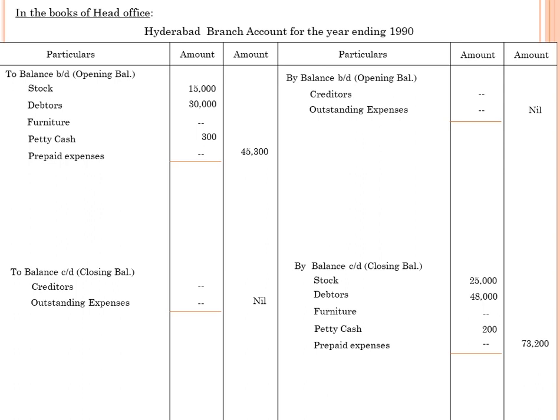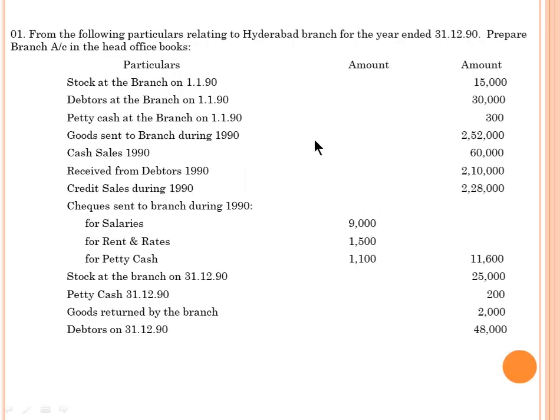Now we look into the question. Goods sent to branch during the year 1990, 2,52,000. The cashier's remittance comes in the credit side of the branch account. Received from debtors 2,10,000. Credit sales during 1990, 2,80,000. We don't take it in branch account. The credit sales we are going to take only in branch debtors. Next, cheque sent to branch for salaries 9,000, for rent and rates 1,500, for petty cash 1,100, total 11,600, and followed by goods returned to head office, 2,000 rupees.